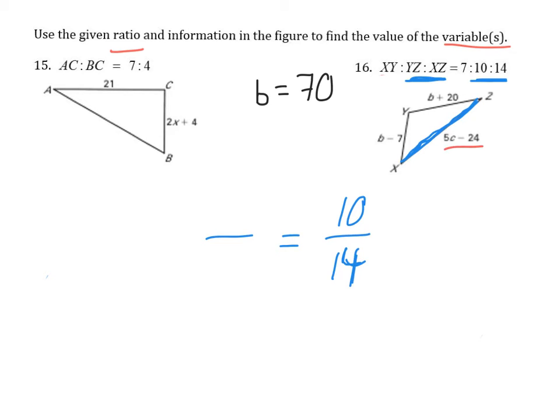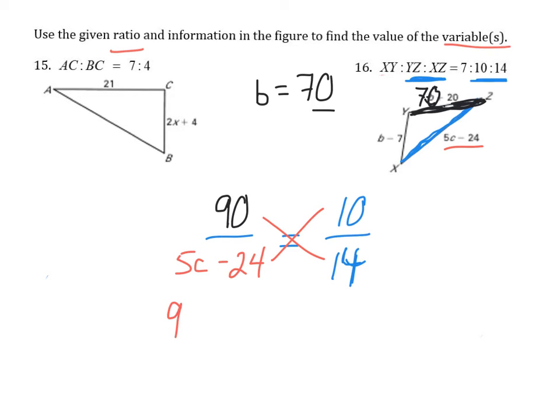So we have a length for yz and we have a length for xz. So xz is 5c minus 24. And then for yz here, I know that b is 70. So I can put 70 in here instead, which tells me that yz is actually 90. So from here, now that my proportion's set up, now I can cross multiply and solve. So I'm going to have 90 times 14, and then I'm going to have 10 times 5c minus 24.